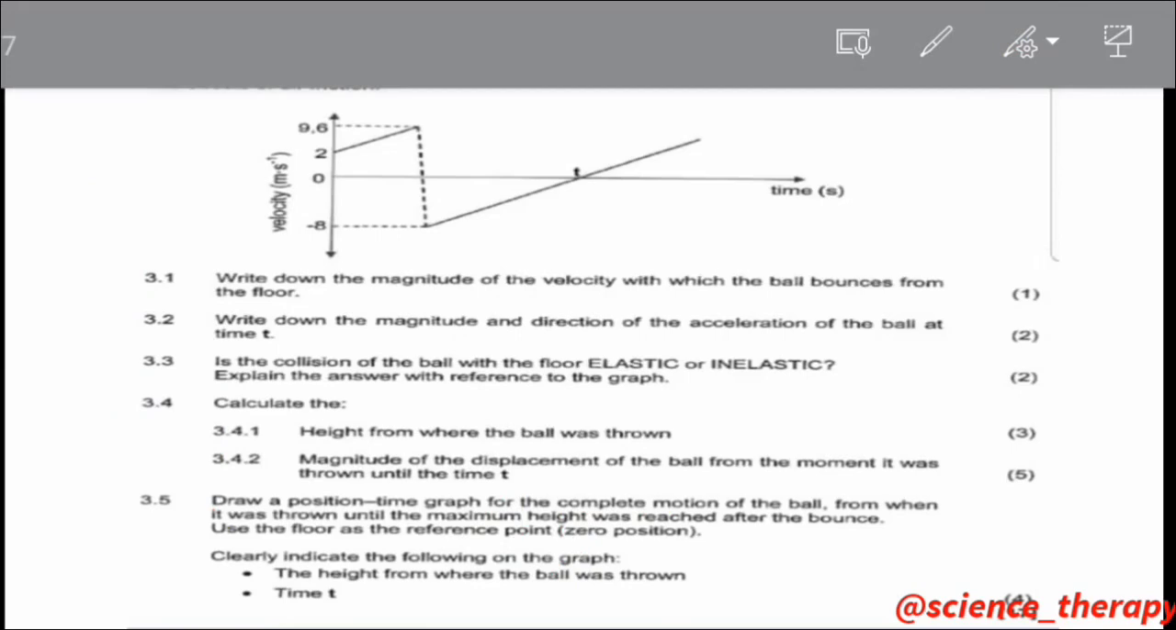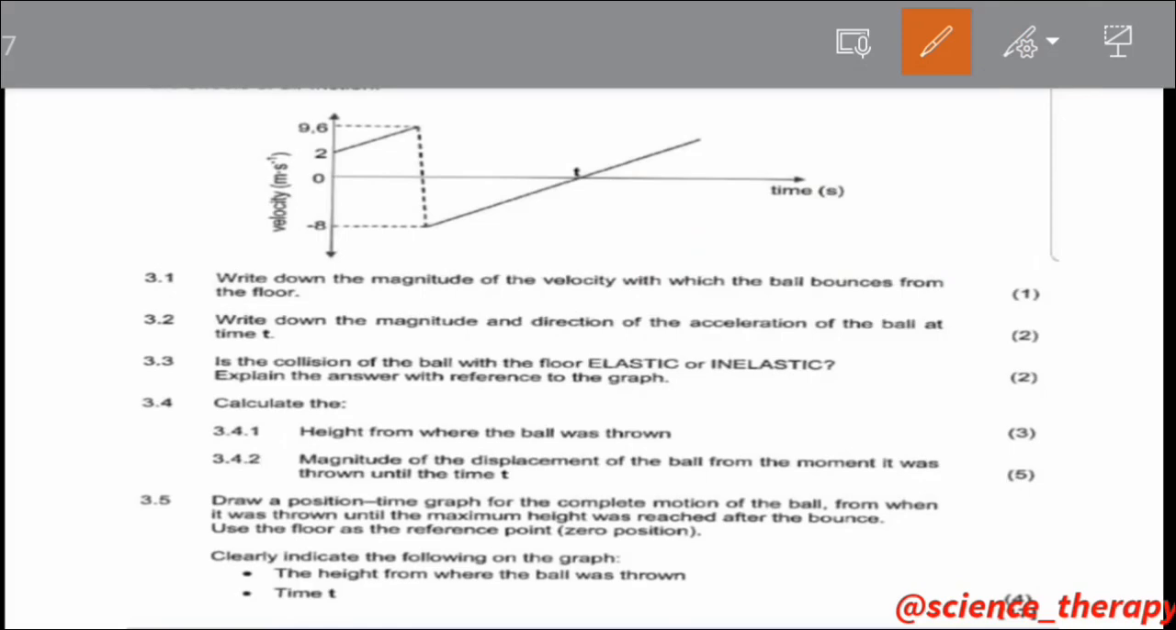Question 3.4.2 says now calculate the magnitude of the displacement of the ball from the moment it was thrown until the time t, right? So now we want the displacement. Remember, displacement is our distance finally minus the distance initially, right? So here we are looking at the change in distance. Magnitude of the displacement of the ball from the moment it was thrown until the time t.